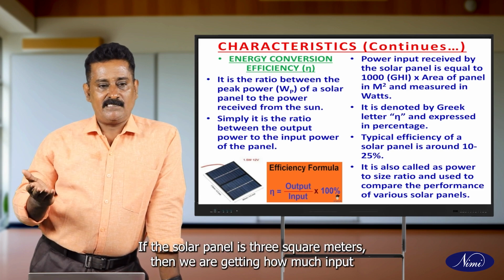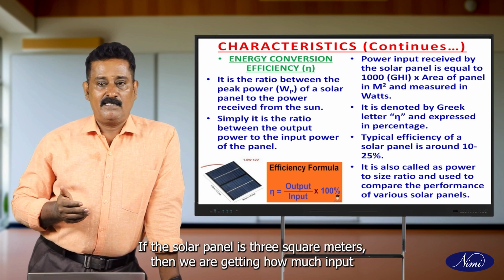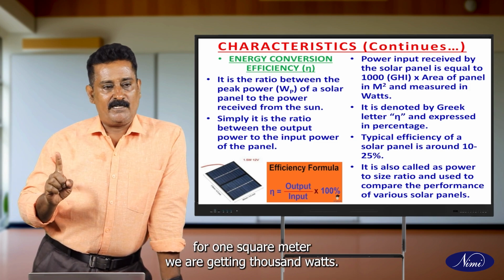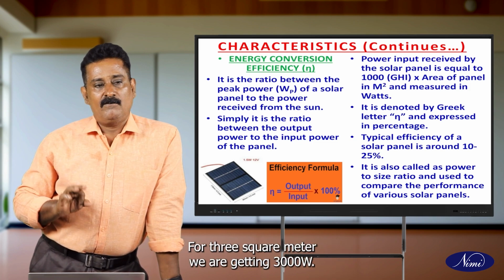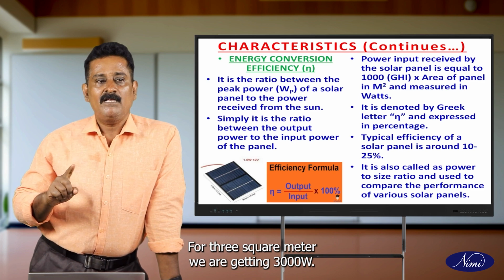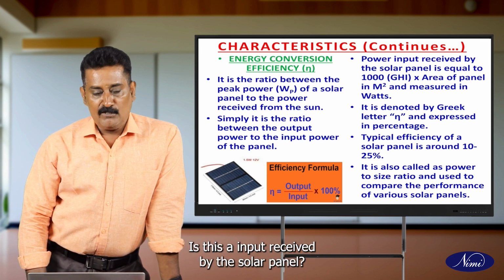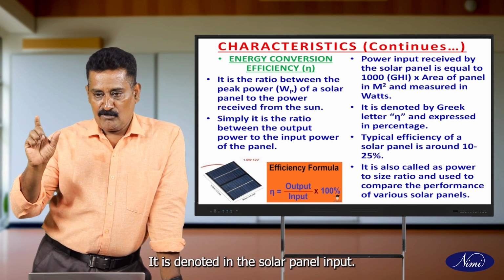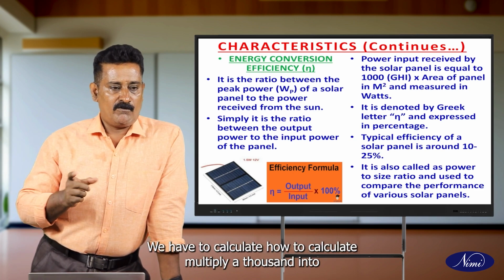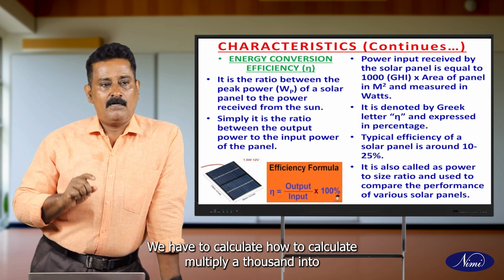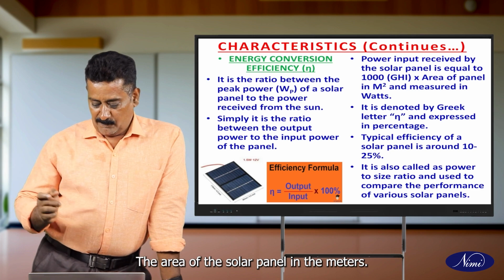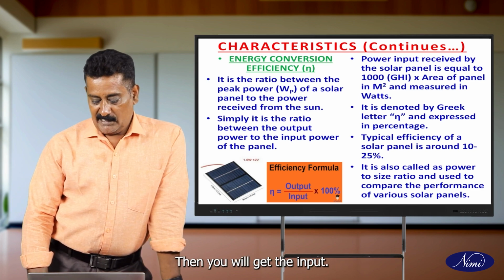If the solar panel is 3 square meters, how much input are we getting? For 1 square meter, we get 1000 watts. For 3 square meters, we get 3000 watts. This is the input received by the solar panel. So the output is the peak power, which is denoted on the solar panel. Input we have to calculate: multiply 1000 by the area of the solar panel in square meters, then you will get the input.